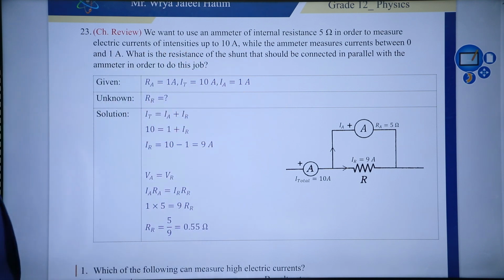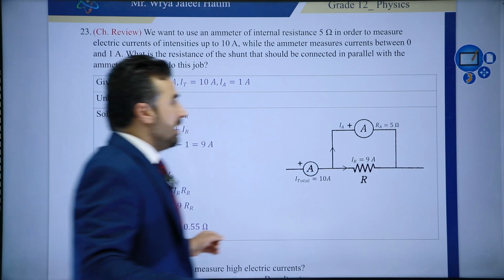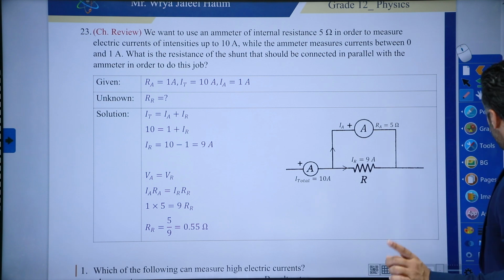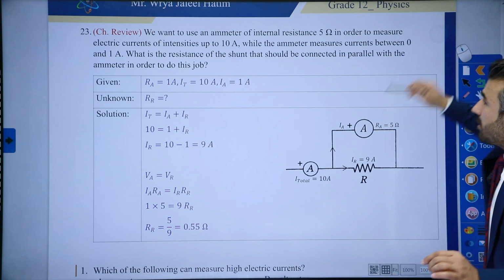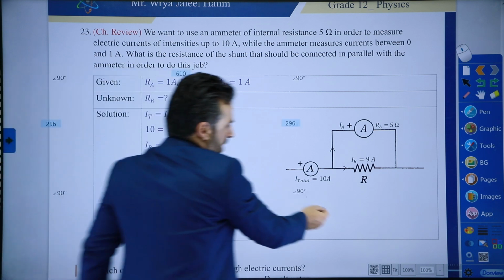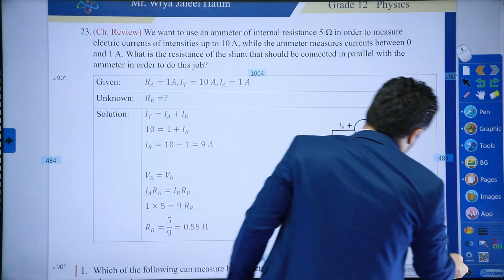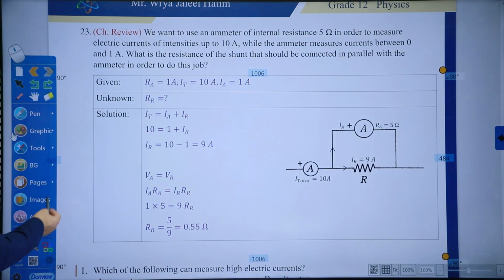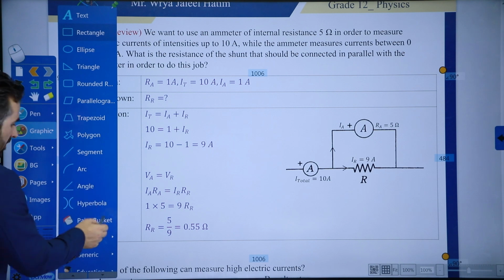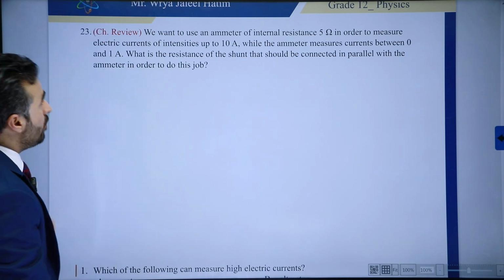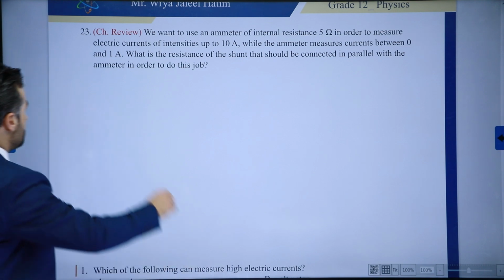By the way, whenever it gives you something like this, the biggest value of the current given in such questions, most of the time, is the total current, but not necessarily 100%, because you really have to be careful about the contents of the question. But more likely, the biggest value of the current that is given is going to be the total.